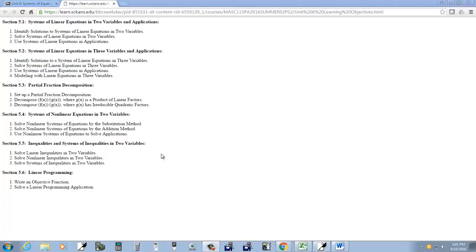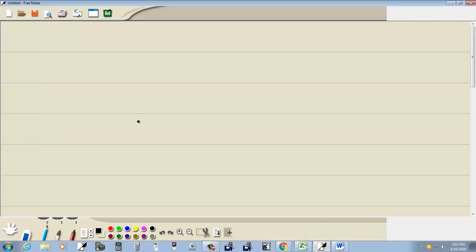Let's take a look at the next material. This is systems of linear equations in two variables, then systems of linear equations in three variables, partial fraction decomposition, systems of nonlinear equations in two variables, inequalities and systems of inequalities, and linear programming. Okay, and we'll do this showing some examples.